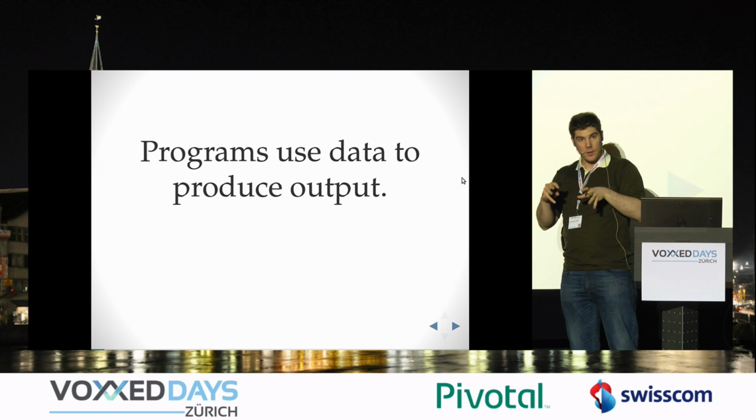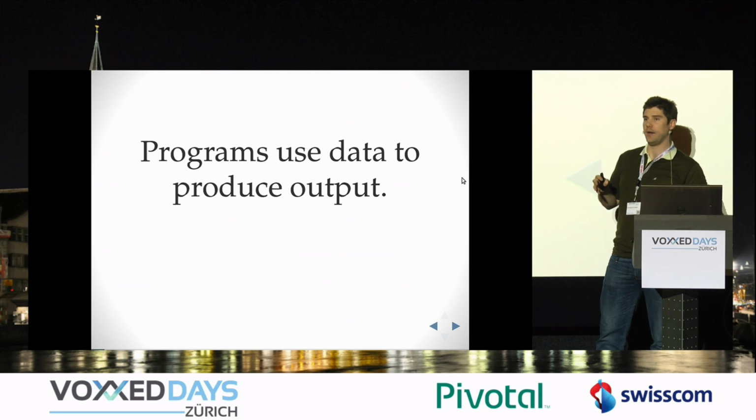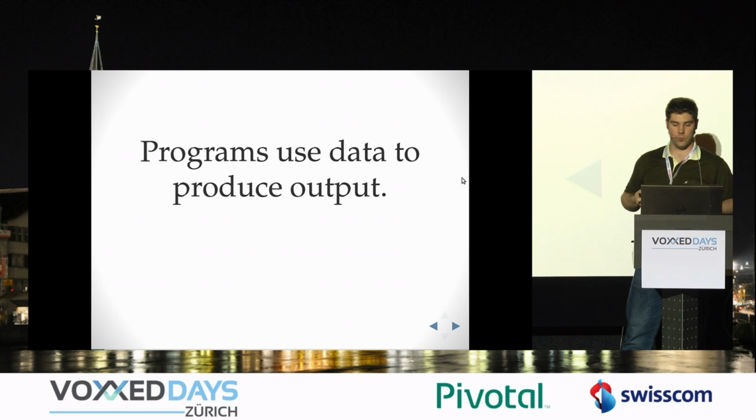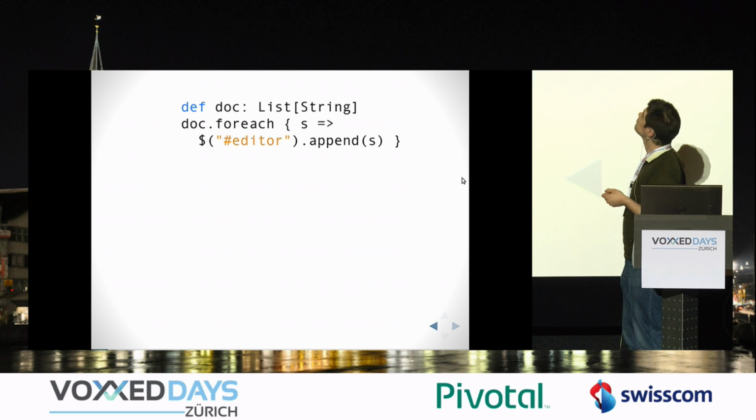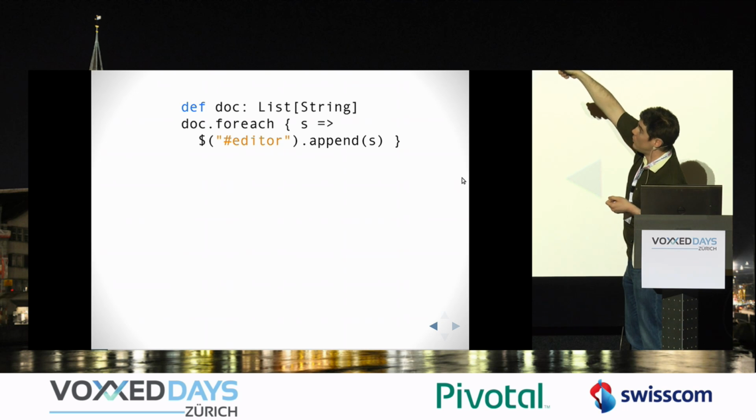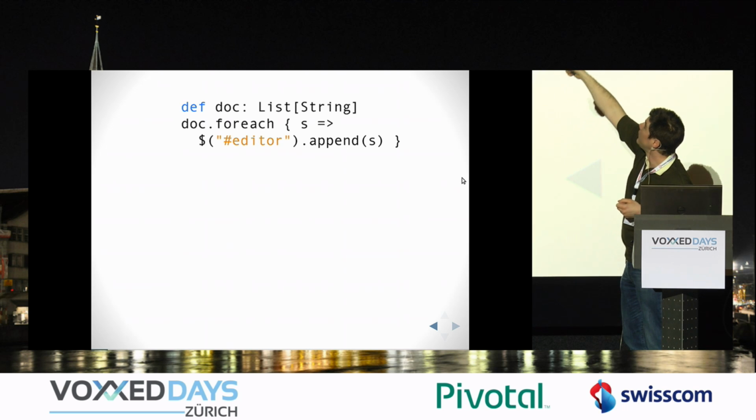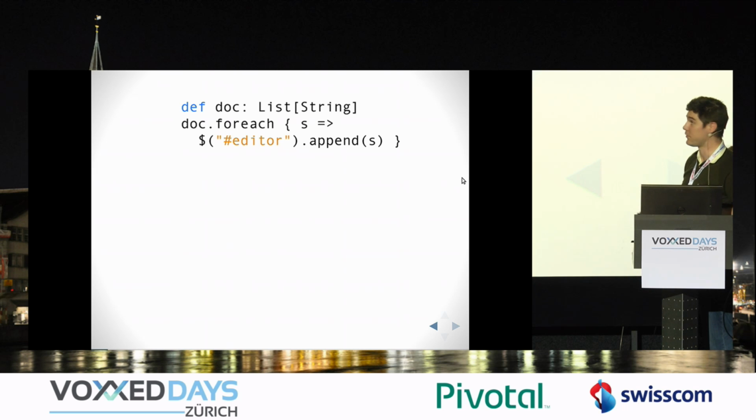But a data model isn't very useful by itself, right? A program wouldn't be very useful if it only operated on some data. It also needs to somehow interact with its environment. So after it's done processing the data, it has to produce some output. And for a Google Doc, typically what you do is you would take this list of strings, and then you would call a high-level operation called foreach, which for every line of this document uses jQuery or a similar framework to find an HTML element with the ID editor, and then appends the line to this HTML element. This is one way to render things on the screen, right?